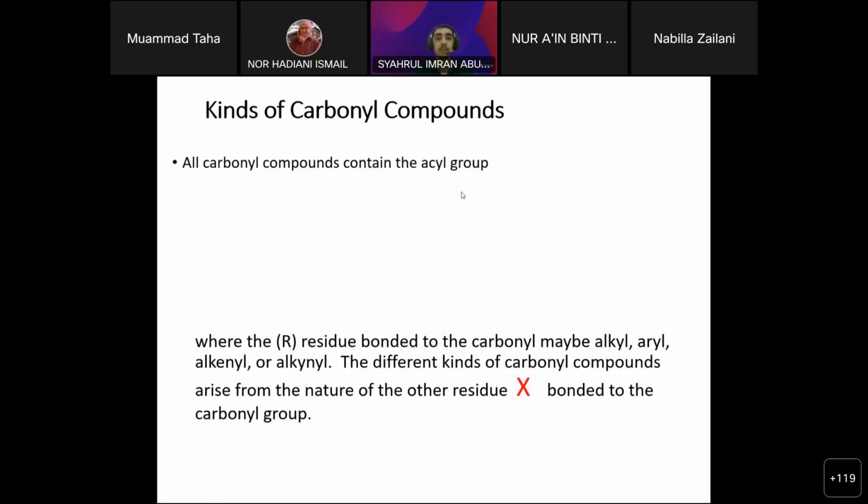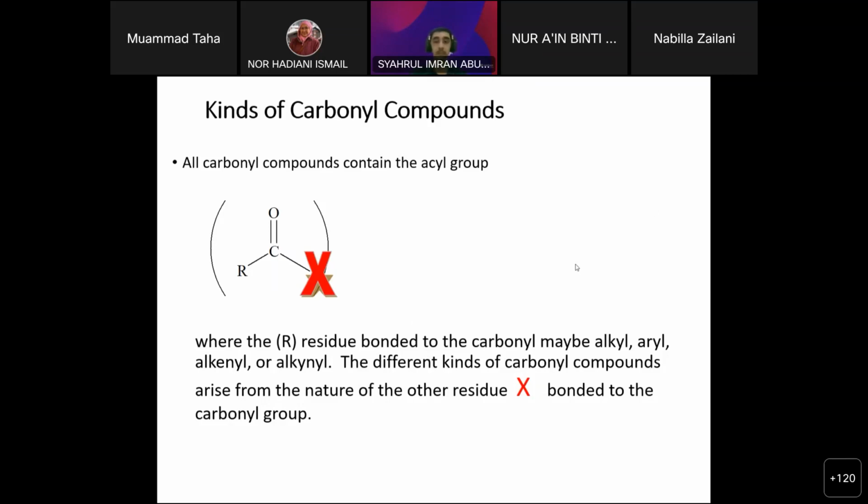All carbonyl compounds contain the acyl group. Actually, the acyl group is the carbon-oxygen double bond. This is common in all carbonyl compounds. The thing which makes them different is the X, the substituent attached to the carbonyl acyl group. So the whole nature of the compounds depends on it. The X can be aryl, alkyl, alkene, or alkyne, or even hydrogen in the case of aldehyde.